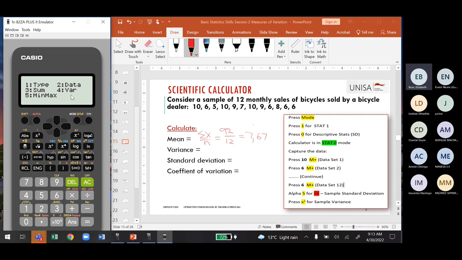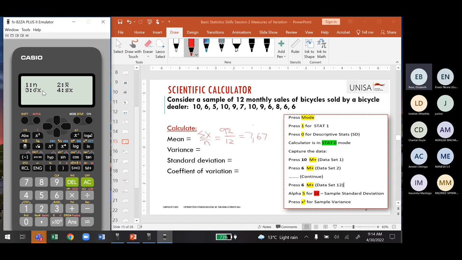So if I press the number 4 button for VAR, there I will have my descriptive statistics, which includes also the sample size and the mean, the sample mean. The sample mean and the population mean on the calculator are one and the same thing. They use the X bar. So population mean, sample mean, we use the X bar.